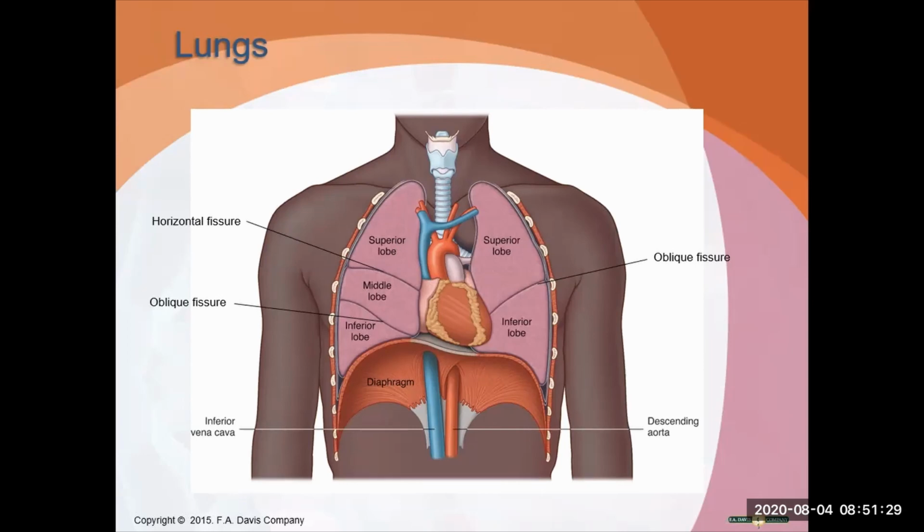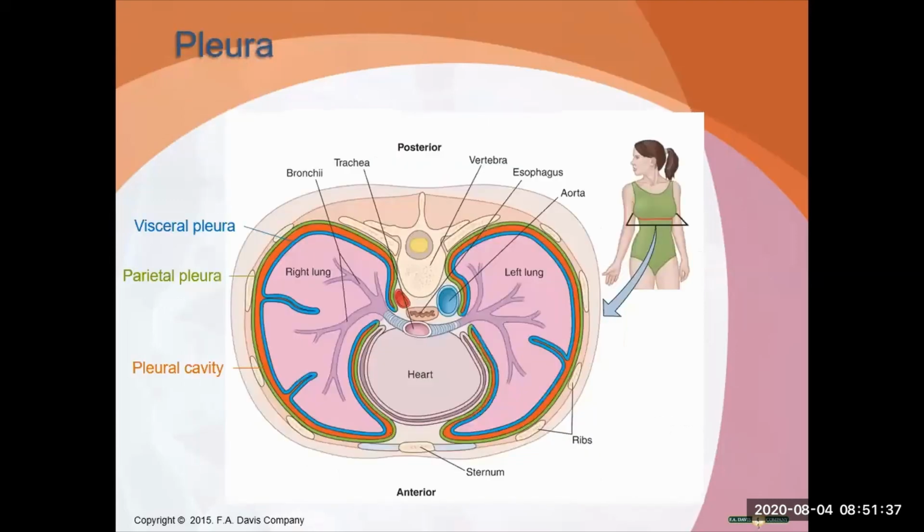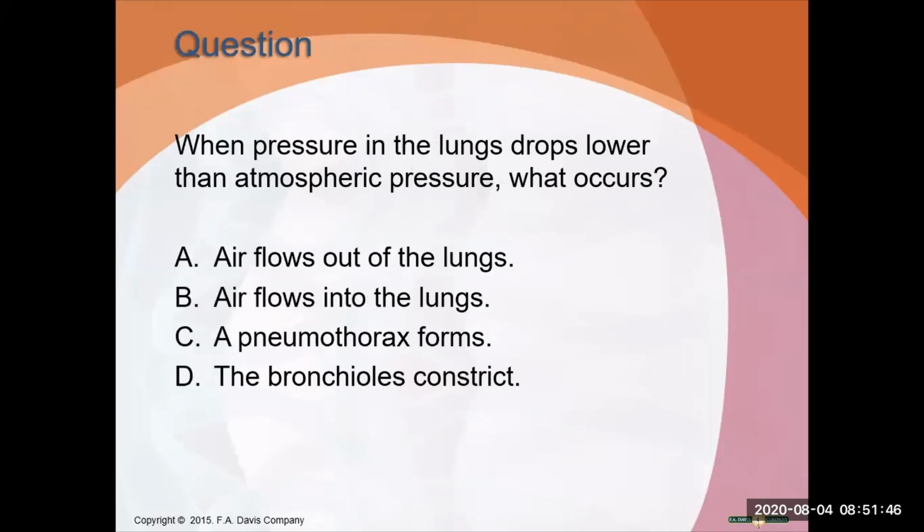Number 9, when the pressure in the lungs drops lower than atmospheric pressure, what occurs? Is it A, that air flows out of the lungs, or B, it flows into the lungs, or C, a pneumothorax forms, or D, the bronchioles constrict? So if the pressure in the lungs is lower than atmospheric pressure, then it's going to try to equalize, and therefore it's going to fill with air. So the answer would be B.